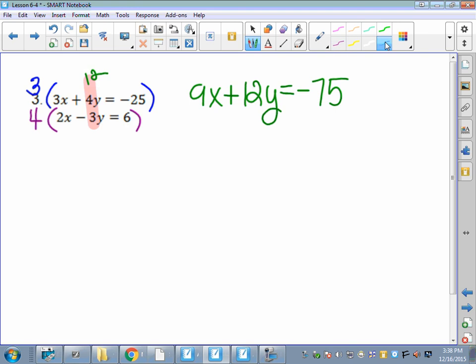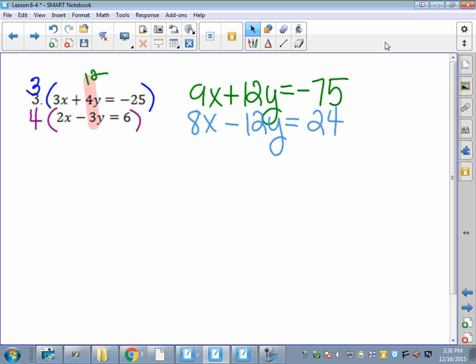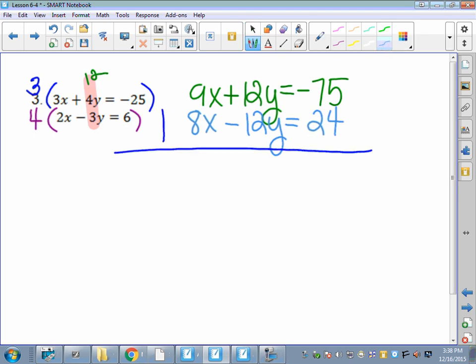Second equation, I have to multiply everything by 4 in order to make my y's have like coefficients. So 4 times the 2x is 8x. 4 times the minus 3y would be a negative 12y. And 4 times 6 is 24. We've now got ourselves a nice setup where we can just put a big old plus sign in between them.